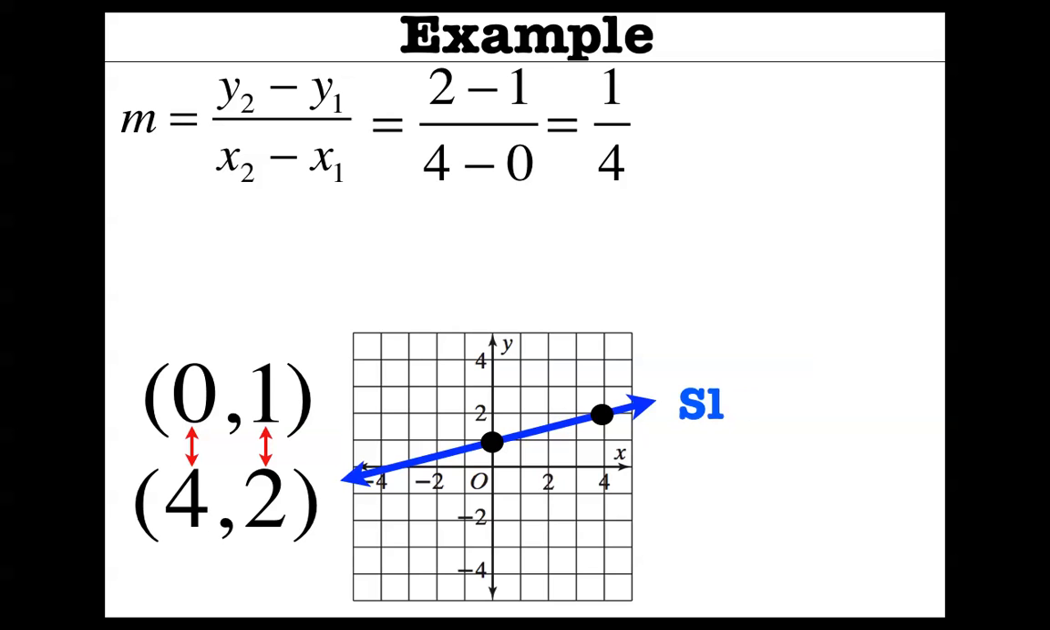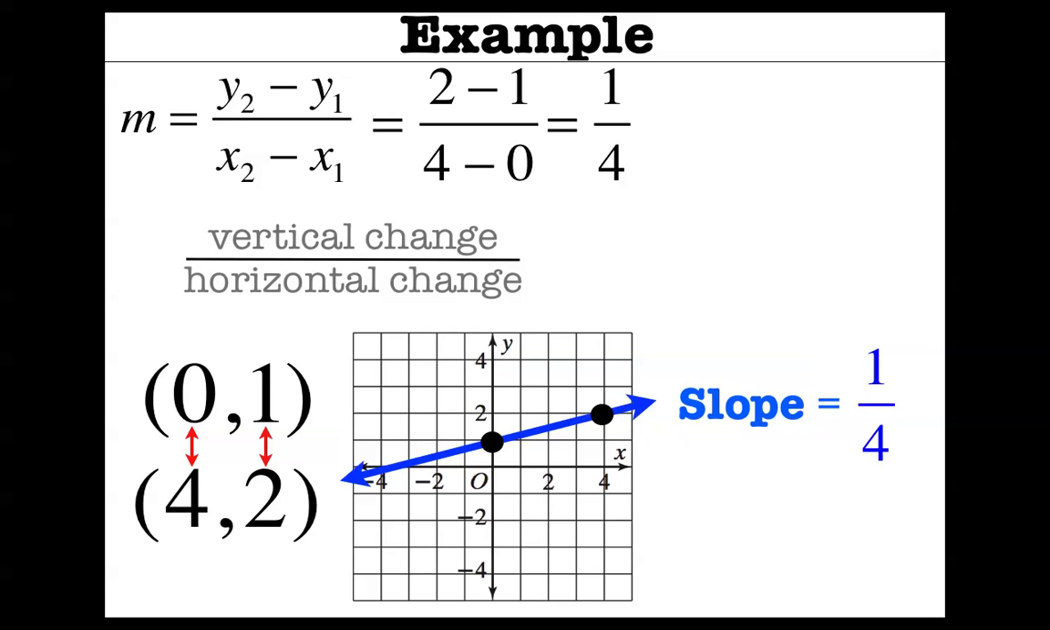And if we counted it out as vertical change over horizontal change, notice it goes up 1 over 4, and that comes out to 1/4 as well. So you can use either method to get your slope, and it should come out the same. By the way, does it make sense that this came out to a positive value for slope? Yeah, because it goes uphill.